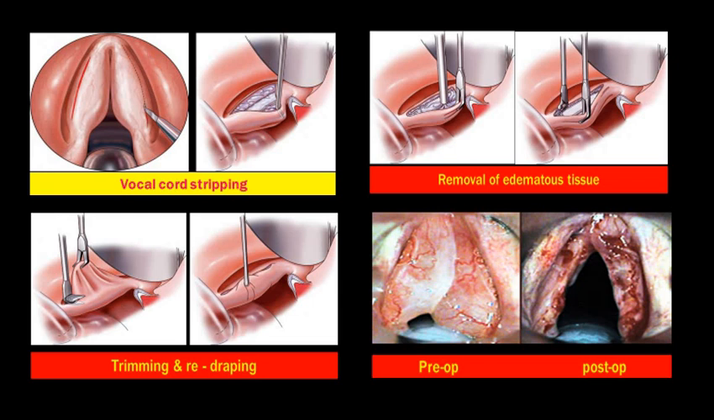You can see the surgery being done here. This is a vocal cord stripping. The incision is made here. You can see the incision on both the vocal cords, and the fluid is identified. And edematous tissue and fluids are being removed here with cup forceps. You can see cup forceps and suction being performed here. The vocal cord is trimmed and redraping is performed. This is the redraping procedure, and this is the trimming of the vocal fold.